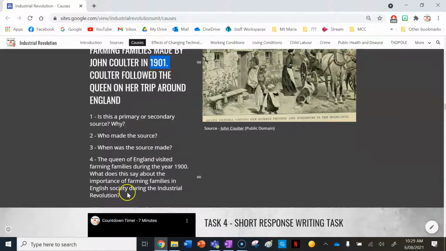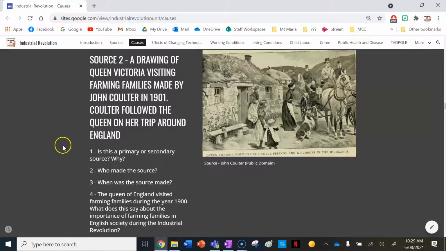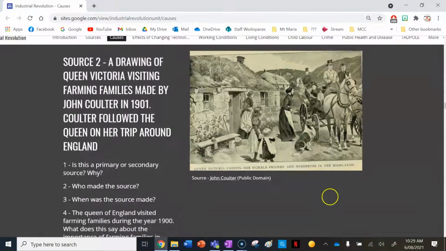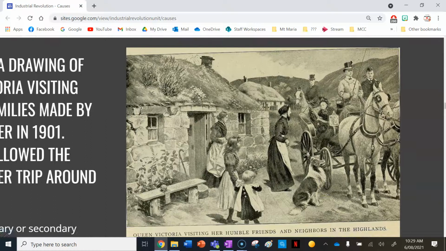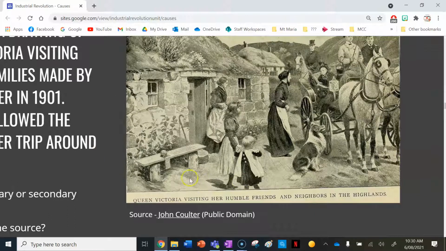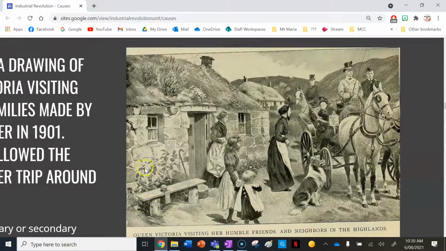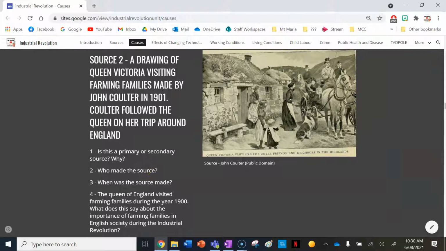Number 4, a bit of a higher order thinking question here. So the Queen of England visited farming families during the year 1900. What does this say about the importance of farming families in English society during the Industrial Revolution? So pretty much if the Queen is going to visit you, you must be pretty important and society must recognise you as fairly essential. So the fact that the Queen bothered to visit these farmers shows that people in the Industrial Revolution valued the work that farmers did and the services that they provided by providing everyone with food. So that's what I would put for number 4.